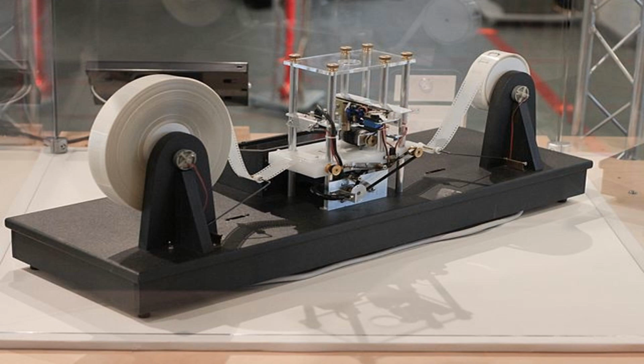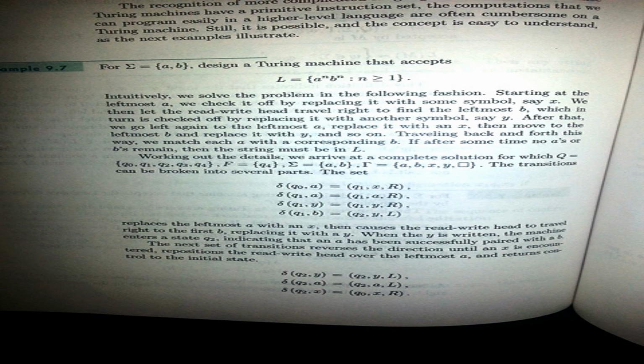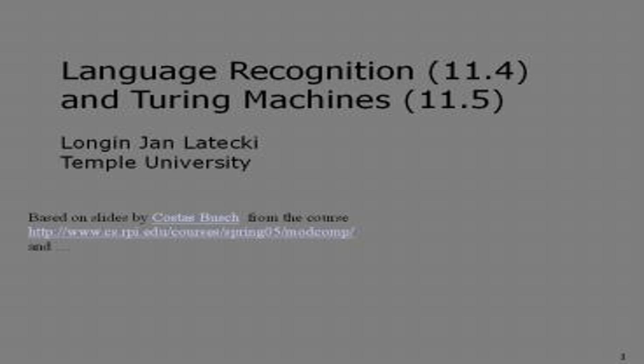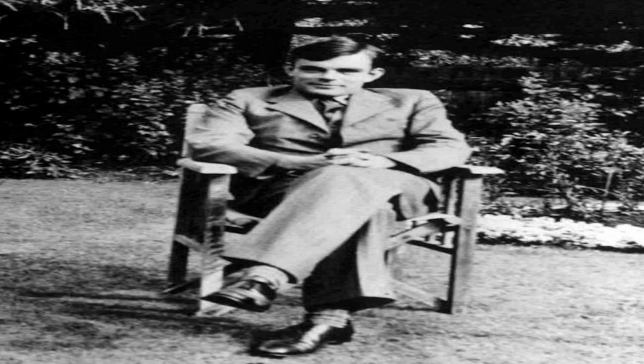Language recognition refers to the ability of a Turing machine to determine whether a given string belongs to a specific language or not. For example, consider a Turing machine designed to recognize a language where all strings consist of an equal number of zeros and ones.